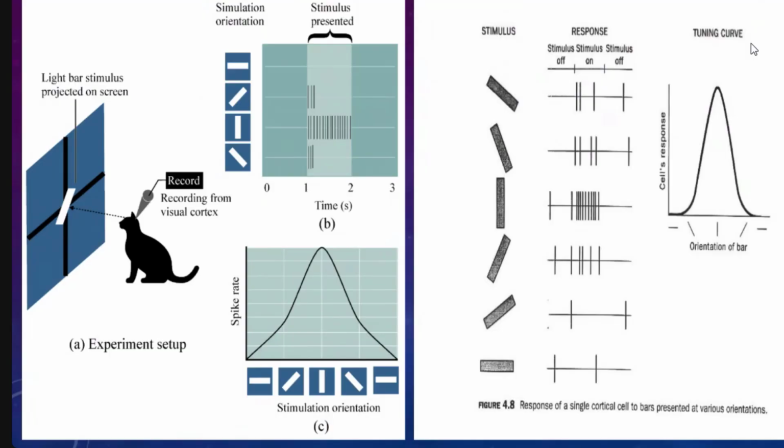In this image, we can see that the cat was shown light stimulus at various orientations, and corresponding to that, a graph is observed. On the y-axis, it shows the number of cells that responded to that particular orientation of the light bar, and on the x-axis, it is the orientation of the light bar that was shown.